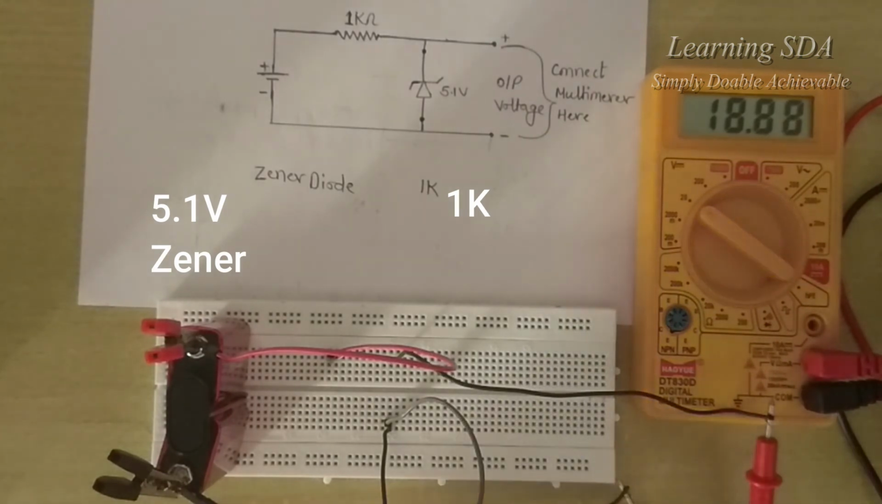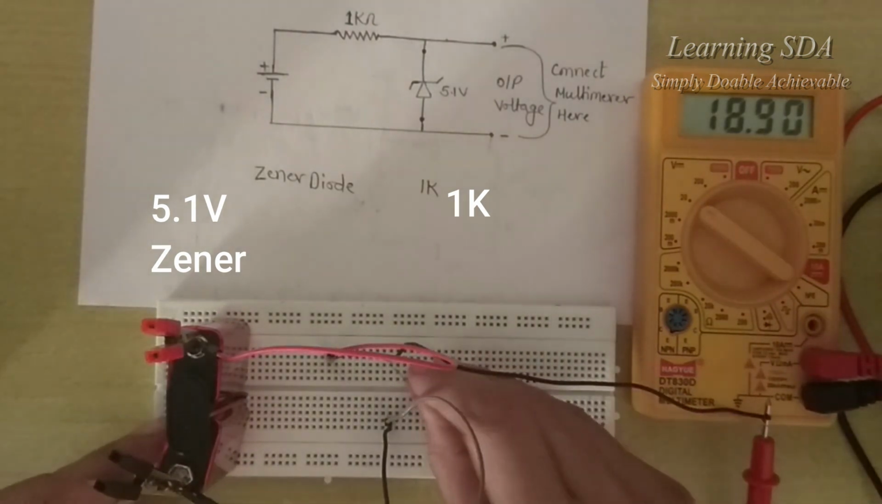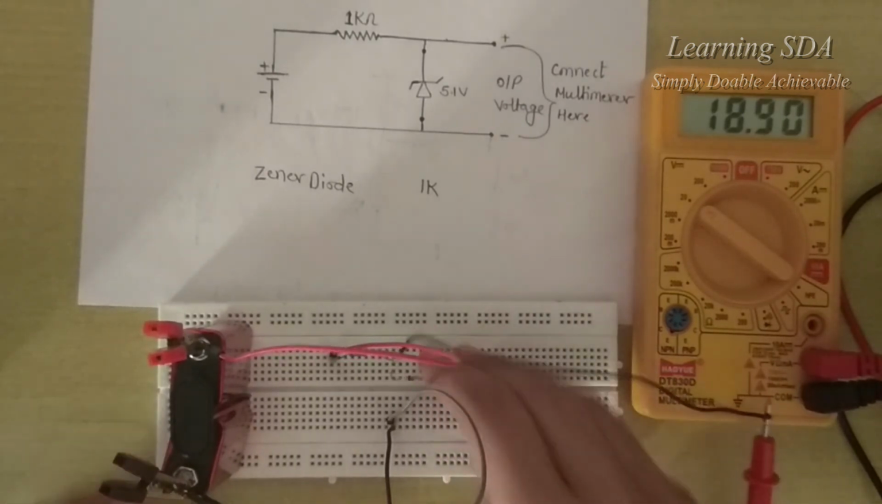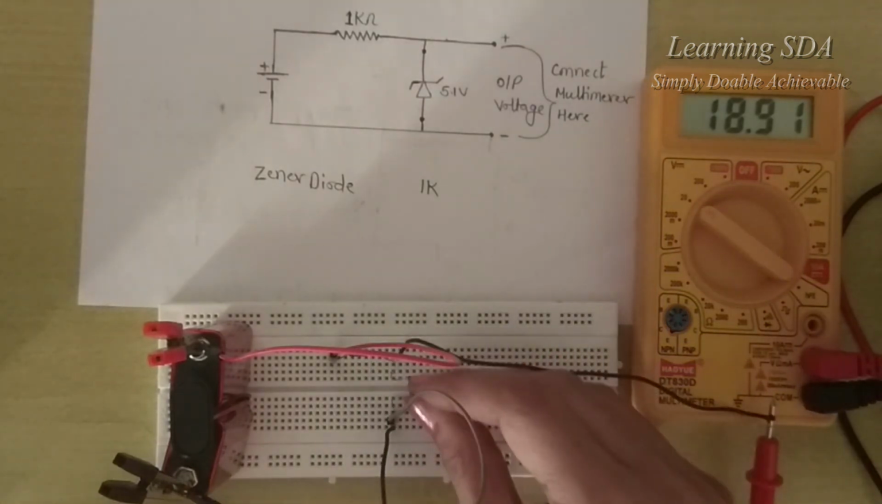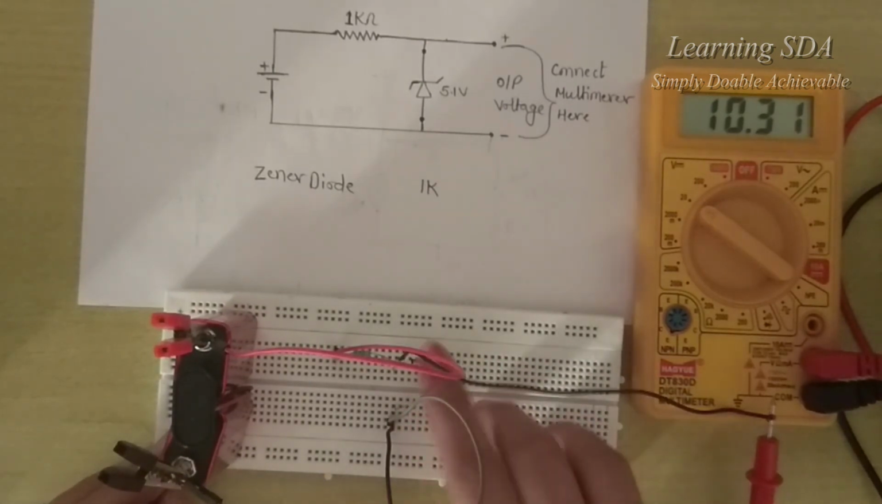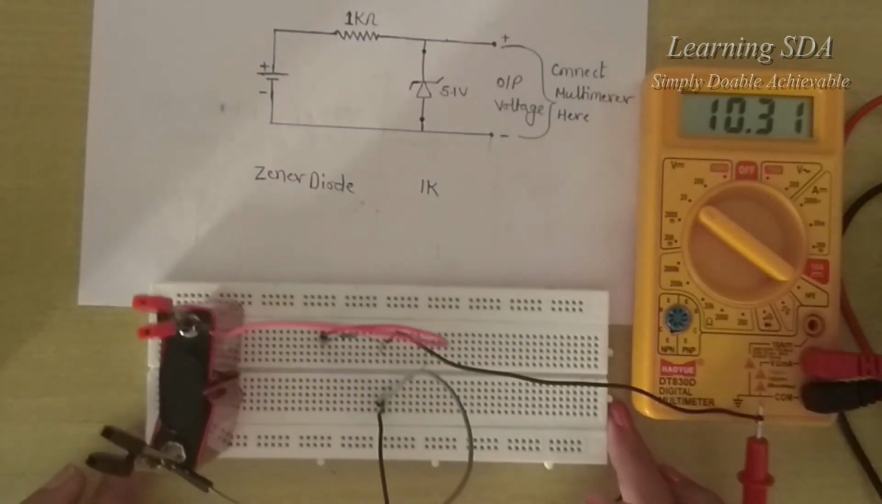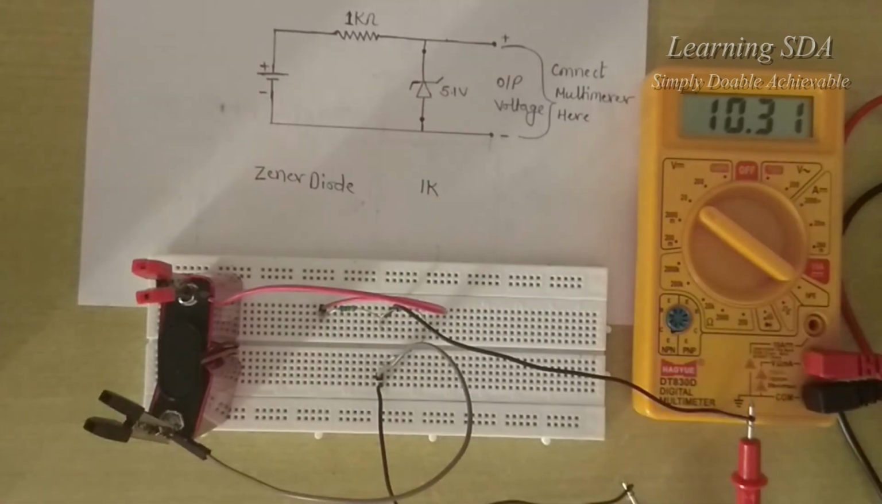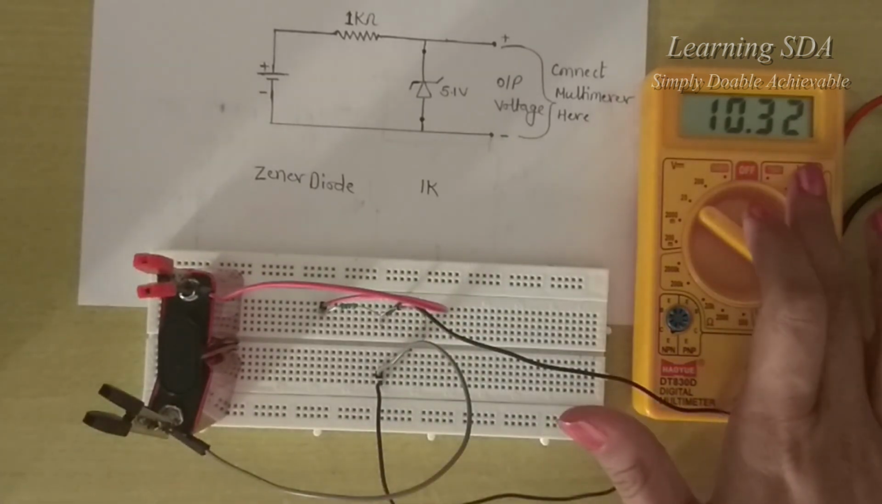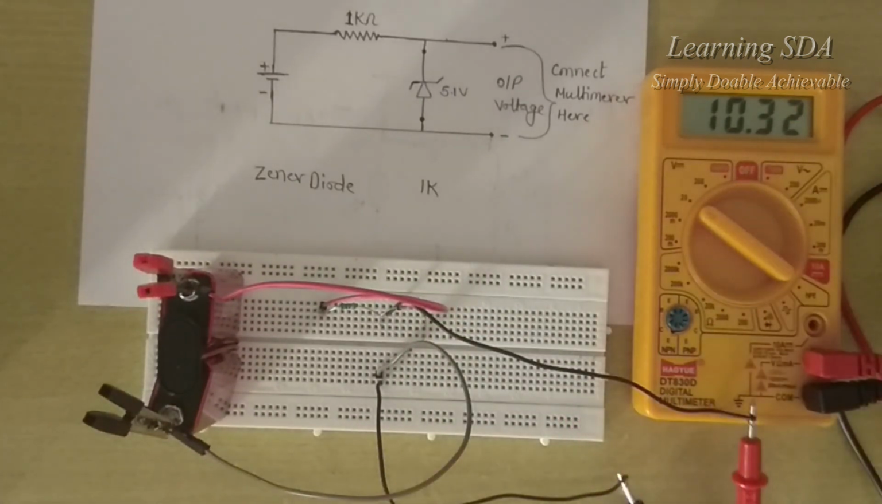Now since I have all the diodes of 5.1 volt, I am connecting these two diodes in series because Zener diode voltages add up in series. So here we are getting a reading of 10.3 volt, that is 5.1 volt and 5.1 volt, that is 10.2. It is showing 10.3 volt. Similarly, in this way we can test all other Zener diodes.